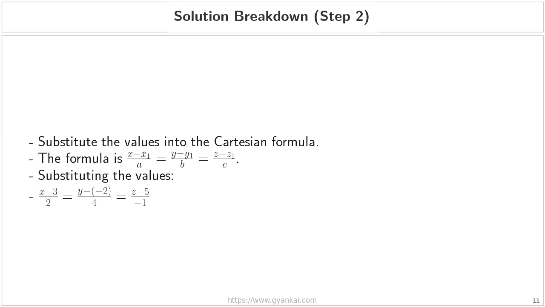This gives us our working equation. x minus 3 all over 2 equals y minus negative 2 all over 4 equals z minus 5 all over negative 1. Now, as you can see, we have a bit of double negation happening in the middle term, so in the next slide, we will focus on simplifying those signs to reach our final, clean answer.